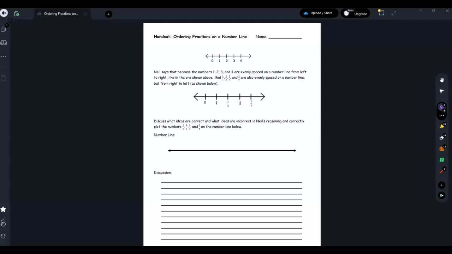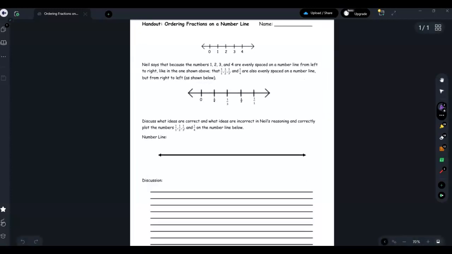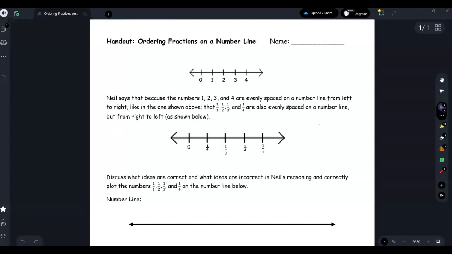Neil says that because the numbers 1, 2, 3, and 4 are evenly spaced on a number line from left to right, like the one shown above, that 1 over 1, 1 over 2, 1 over 3, and 1 over 4 are also evenly spaced on a number line, but from right to left, as shown below. So we want to discuss here what ideas are correct, what ideas are incorrect in Neil's reasoning, and then correctly plot these numbers of 1 over 1, 1/2, 1/3, and 1/4.